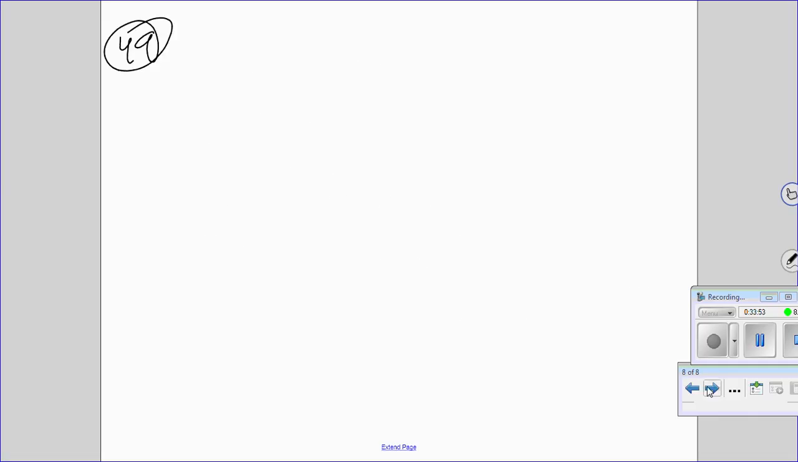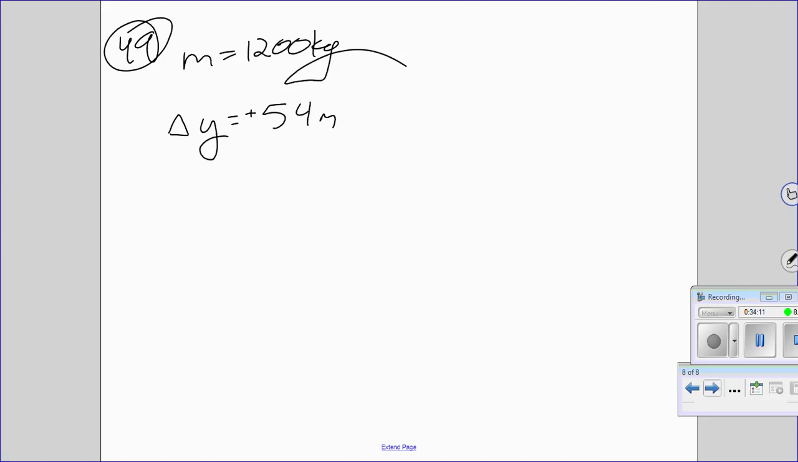Let's see. A fully loaded, slow-moving freight elevator has a cab with a total mass of 1,200 kilograms. It's required to travel upward 54 meters. So our change in vertical position is going to be 54 meters positive in a time of 3 minutes. That's 180 seconds.